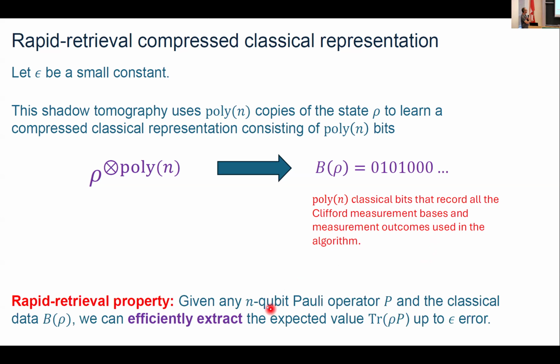And then given any n-qubit Pauli operator and this polynomial size classical data, you can efficiently extract, meaning in polynomial time, the expected value of any Pauli observable up to that epsilon constant error. So that's a funny thing, that you have this compressed representation of polynomial size with efficient retrieval for all Pauli observables. It was not previously known to exist.